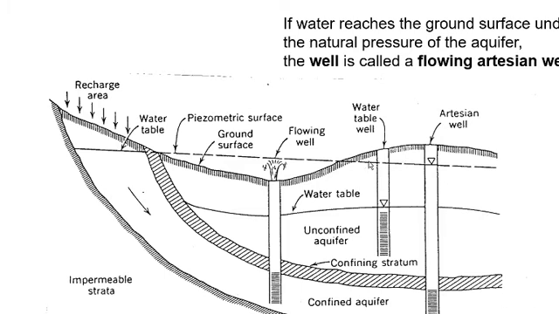This is the piezometric surface in case of a confined aquifer, and this is the flowing well, in which this is the ground surface and this is the piezometric surface. It is lying above the ground surface, above this piezometric surface. So that's the reason it is called a flowing artesian well.